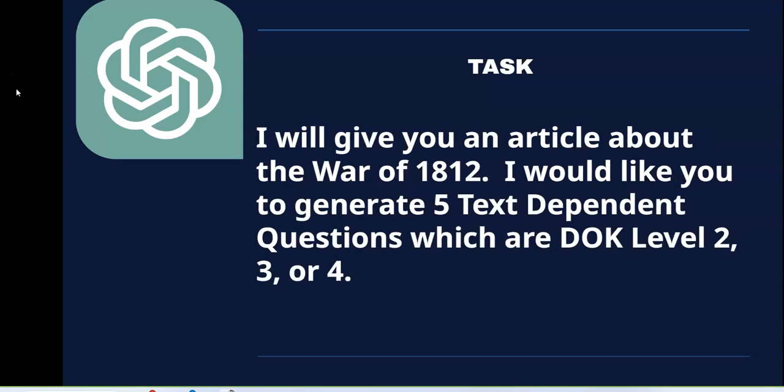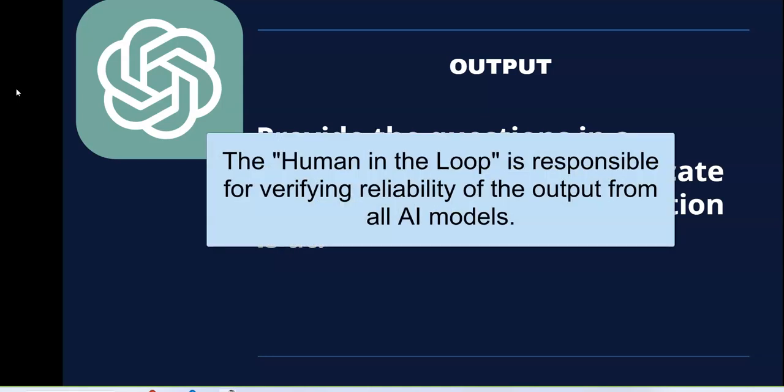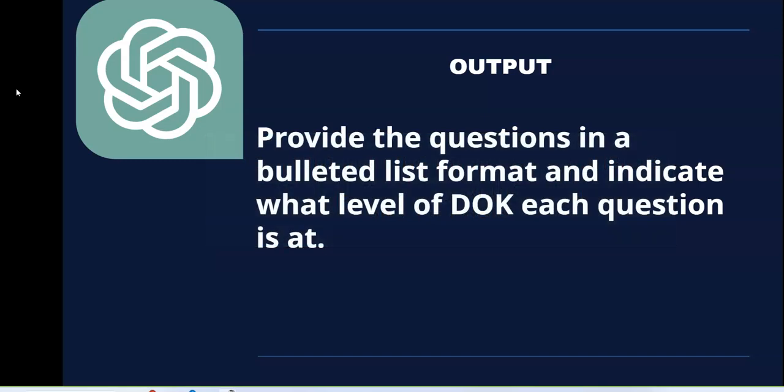I am going to give it an article about the War of 1812, and I want it to generate 5 text-dependent questions, which are DOK levels 2, 3, or 4. So I am being specific about what I want, and I'm going to be specific about how I want it to be outputted. I wanted it to be in a bulleted list format and indicate the level of DOK for each question, because I want to make sure that I read it and I would agree that yes, this is a level 2 or a 3.